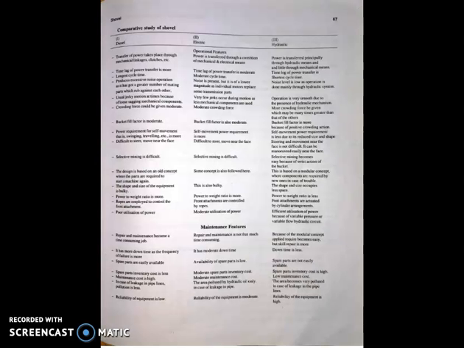Next is the comparison study of the shovel. Here the first row shows the diesel, the second is electrical, and the third one is hydraulic. Here is the comparison of diesel, electrical and hydraulic shovels. The comparison is based on their construction, their working, and even their maintenance features.